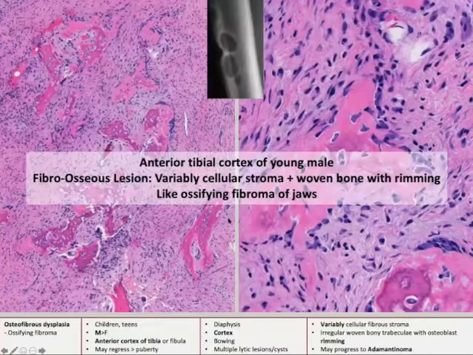Okay, osteofibrous dysplasia to me kind of looks like ossifying fibroma of the mandible. So it's got this storiform fibrous tissue in the background. It's got woven bone with osteoblast rimming. The characteristic appearance of this is in the anterior tibial cortex of a young male. So there are two possible things you could be dealing with in the anterior tibial cortex. Osteofibrous dysplasia, okay, or adamantinoma.